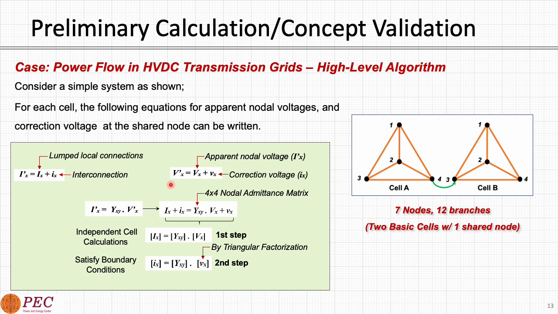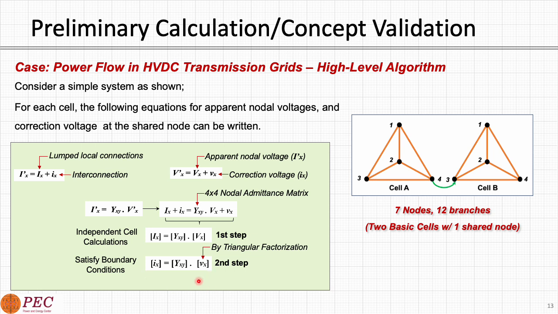So mapping that into voltage for the open configuration, we have the voltage at each node in each cell is a summation of the apparent nodal voltage due to the lumped local connections current and correction voltage, if any. So we can write this equation with the 4x4 nodal admittance matrix for each cell. So the first step would be to independently calculate the cell apparent nodal current, voltage, and current due to lumped local connections. And the second step would be to satisfy the boundary conditions due to interconnections.